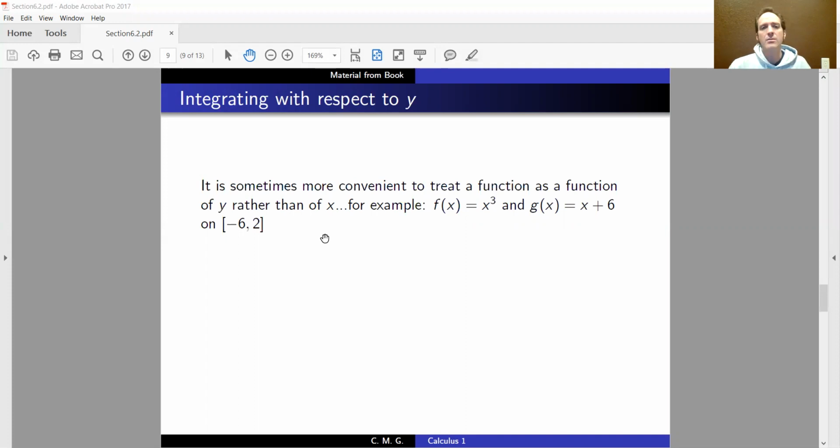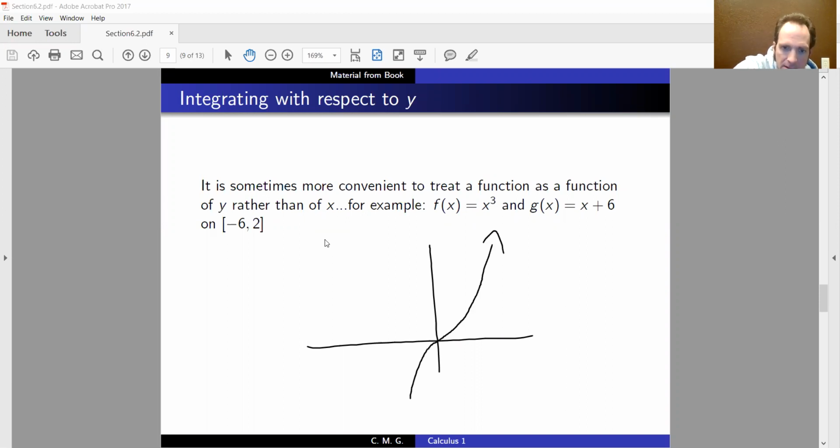So the next thing is, it's sometimes more convenient to treat a function as a function of y rather than x. So I have an example here. I've got f of x is x cubed and g of x is x plus 6. And so I think about this: x cubed goes through the origin and is this sideways S-shaped thing. And x plus 6 is a line, slope of 1, y-intercept of 6. So way up here at 6 is where it crosses, goes like this. And then somewhere over here, the two intersect.